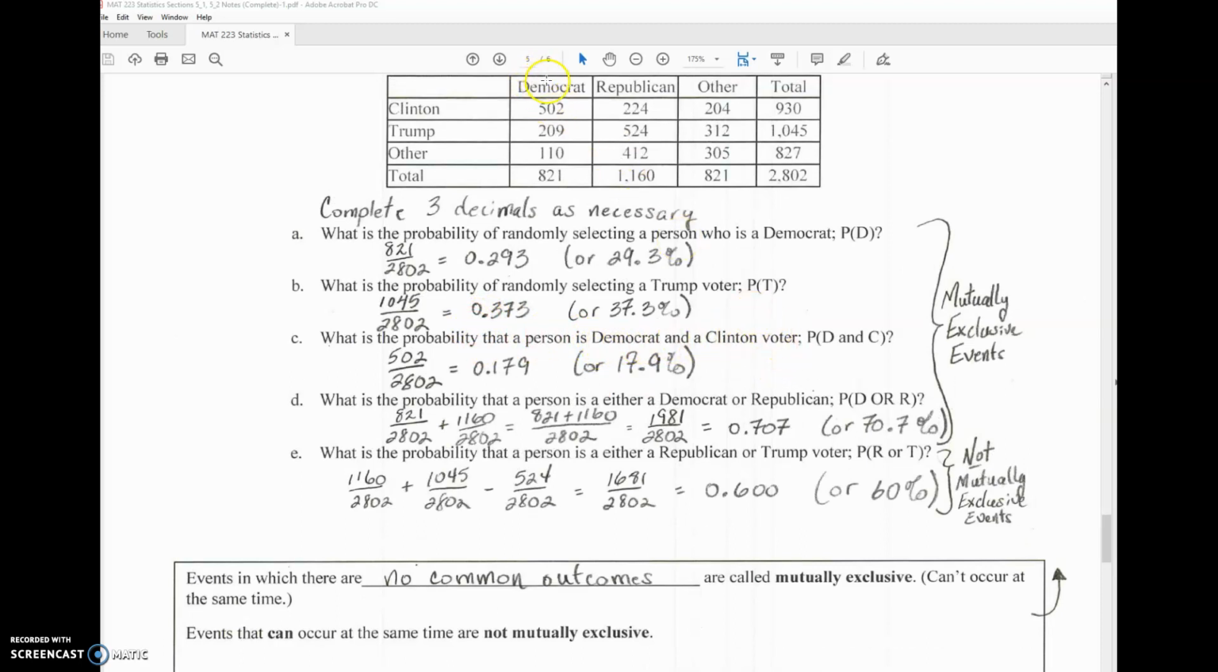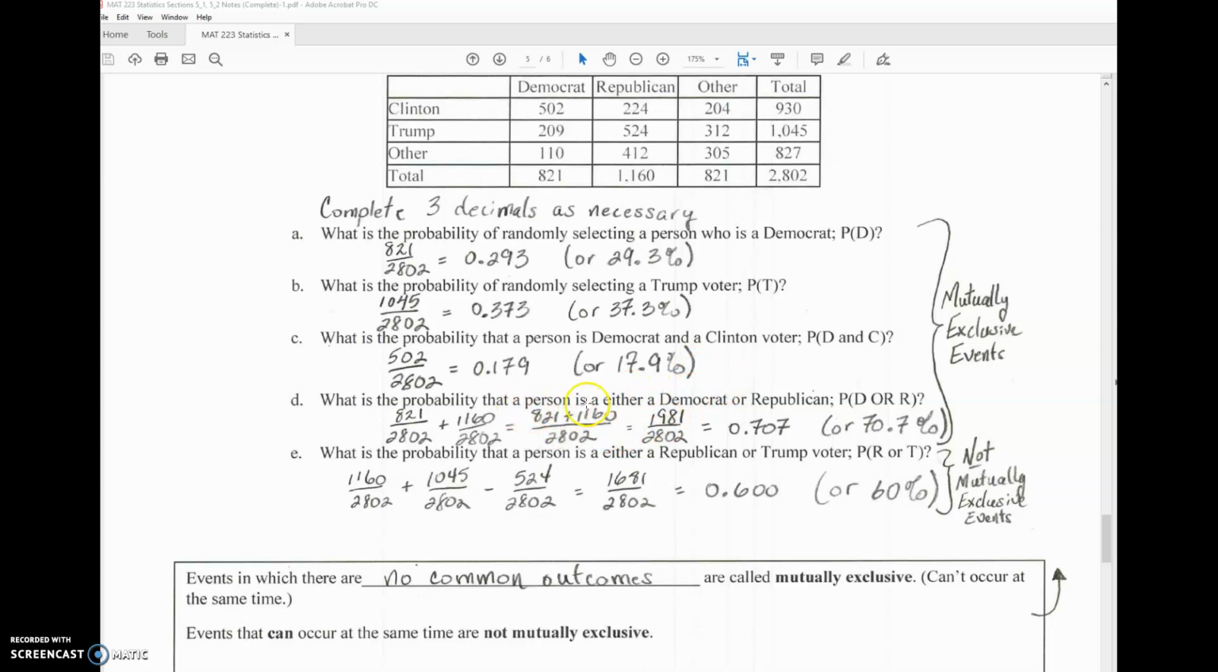What is the probability that a person is a Democrat and a Clinton voter? We got Democrats in this column, we got Clinton in this row. Where they intersect, that's a person who voted for Clinton and was a Democrat. So 502 out of the 2,802 people that were surveyed were Clinton and Democrats. So that's 0.179, or 17.9%.